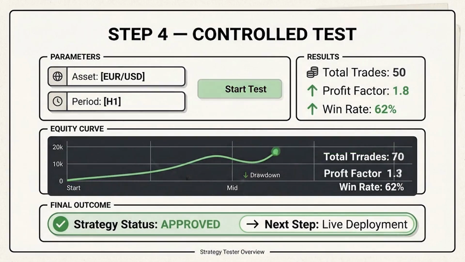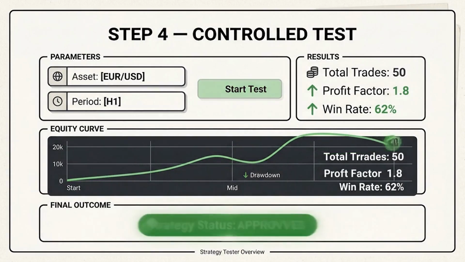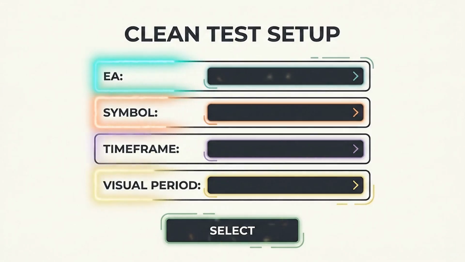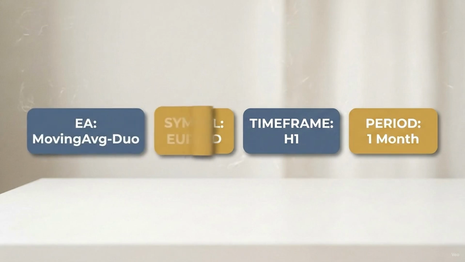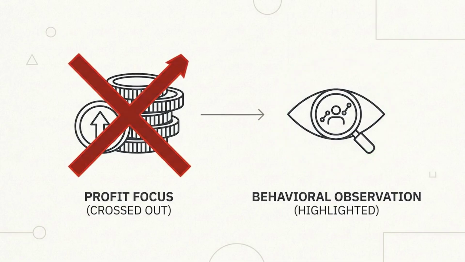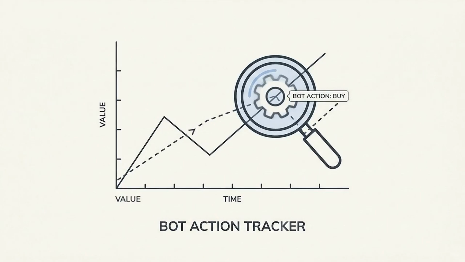Step 4 is the first controlled test inside MetaTrader 5. I open the strategy tester, select the expert advisor, choose one symbol and one time frame, and use a visual test over a short period first. The goal is not profit. I want to watch the bot behave.